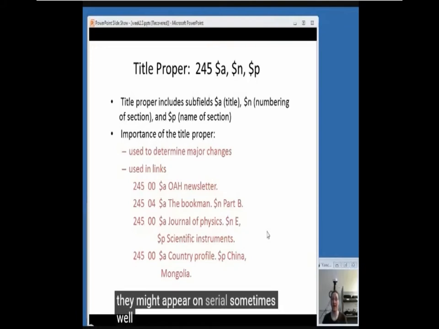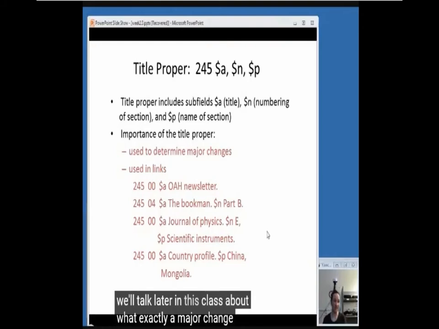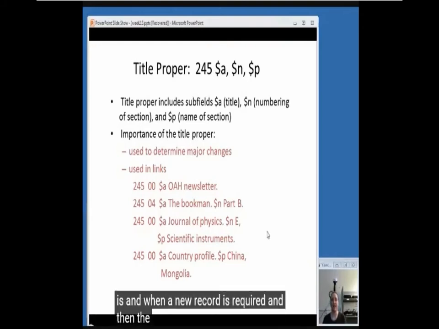The title proper is important because it's used to determine major changes. Again, we'll talk later in this class about what exactly a major change in a serial is and when a new record is required. And then the title proper is used in links between older and newer versions of a particular record. So here are some examples of 245 fields.